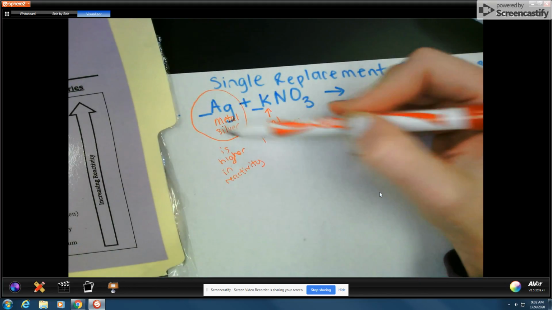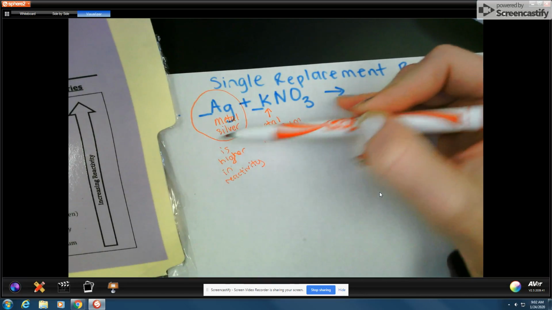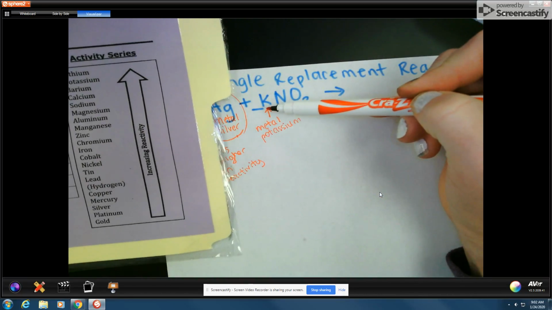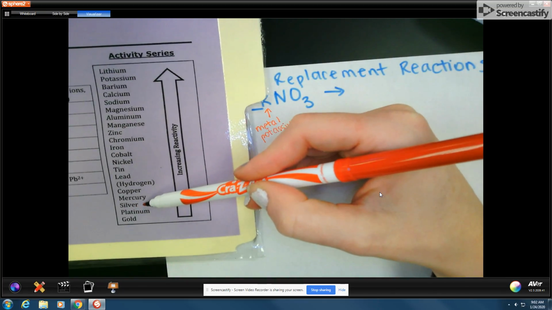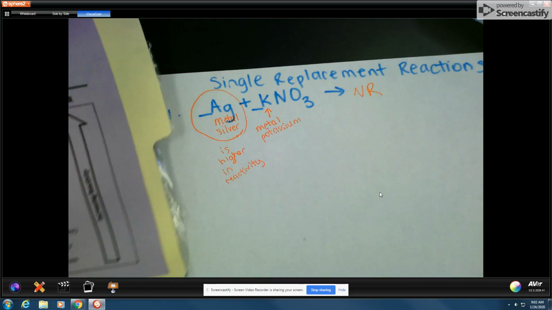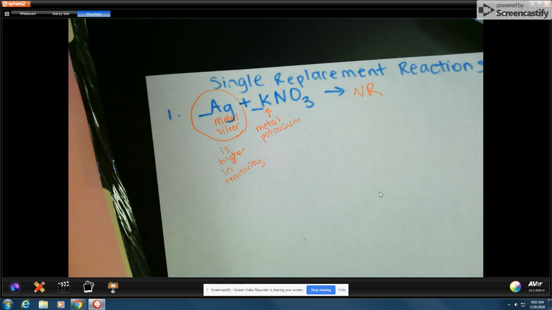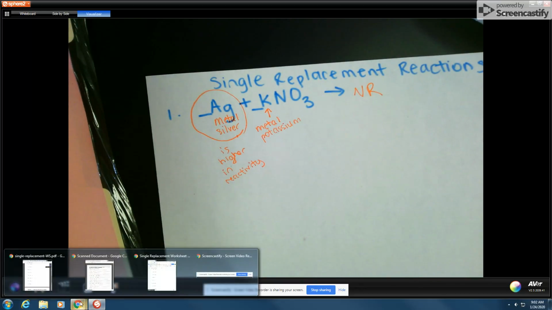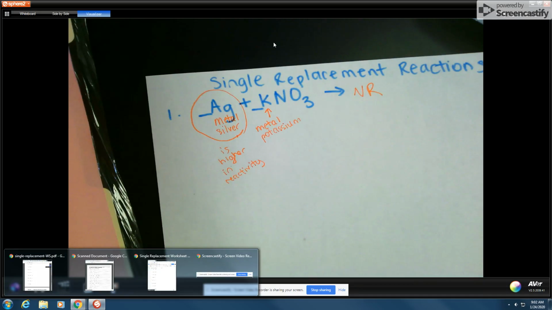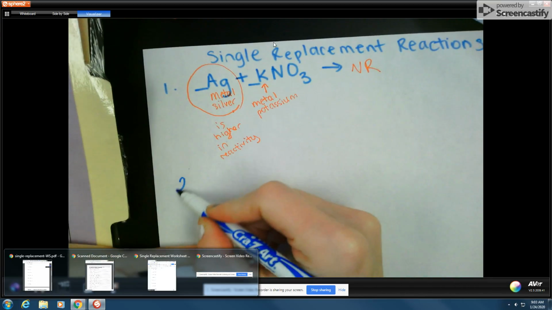For this reaction to occur, silver has to be higher in reactivity than potassium. Silver is not higher, it's lower, which means this is a no reaction. So you just place NR. Now I'm going to switch over really quick to number 2 on your problem. And it's Zn plus AgNO3. So we're going to look at number 2.